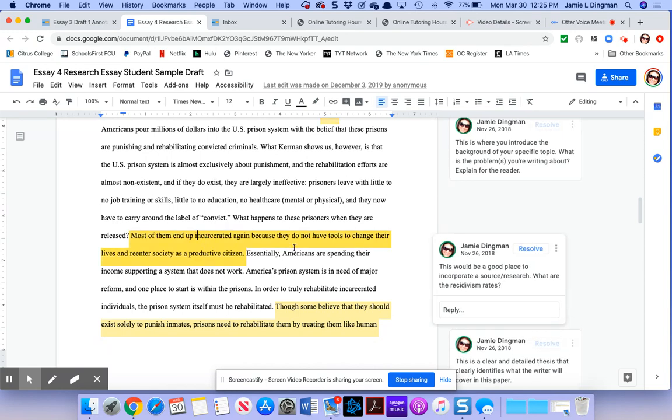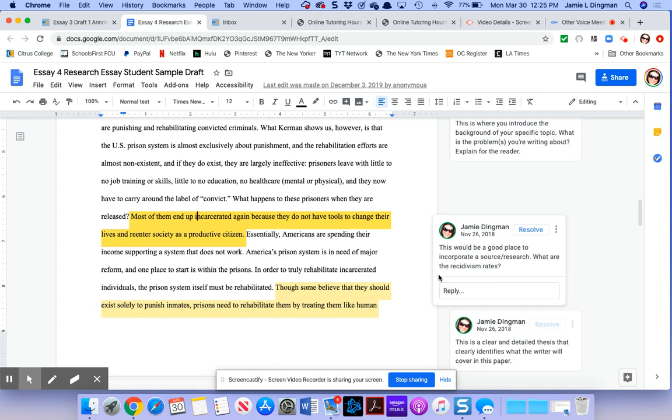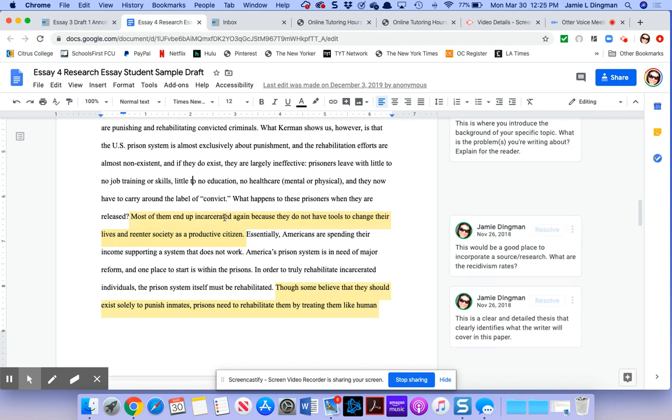So I like here, this is a place where I have commented out to the side. This is a good place to incorporate research. Like I said, what are those recidivism rates? They're saying most of them end up in prison. What do we mean by most of the people, right? Again, specific numbers. That's data that you can find. How many people across the United States end up back in prison, and how many people in California end up back in prison.